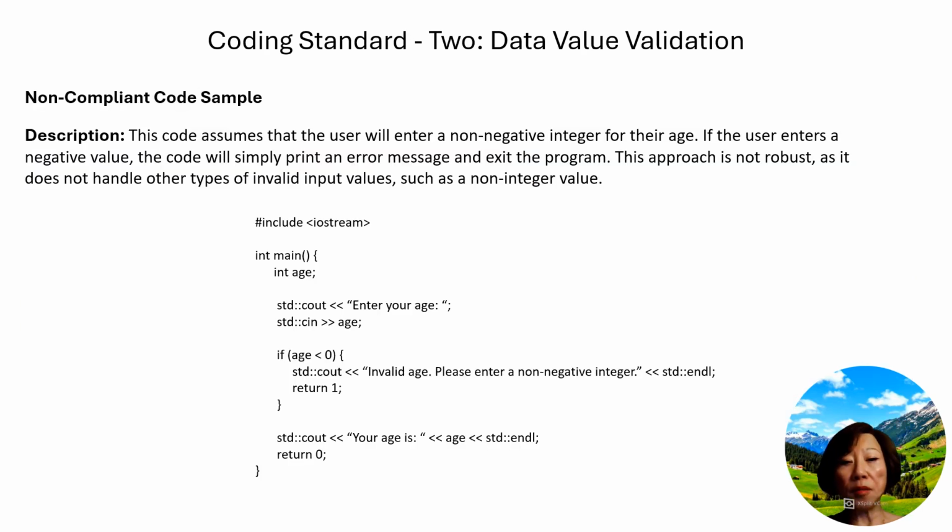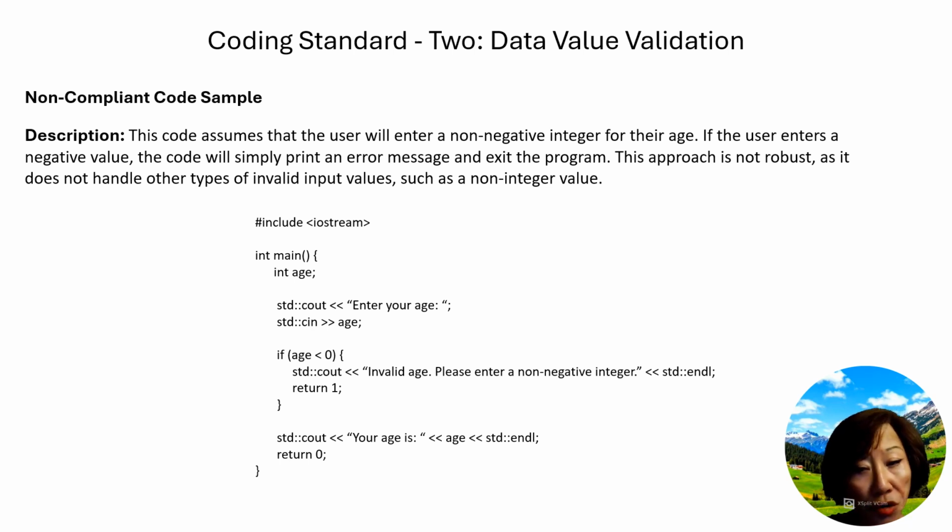Coding standard number 2, data value validation. So we just did data type validation. This is data value validation. The code here is also super straightforward. It assumes that the user will enter a non-negative integer for their age. If the user enters a negative value, the code will simply print an error message and exit the program.